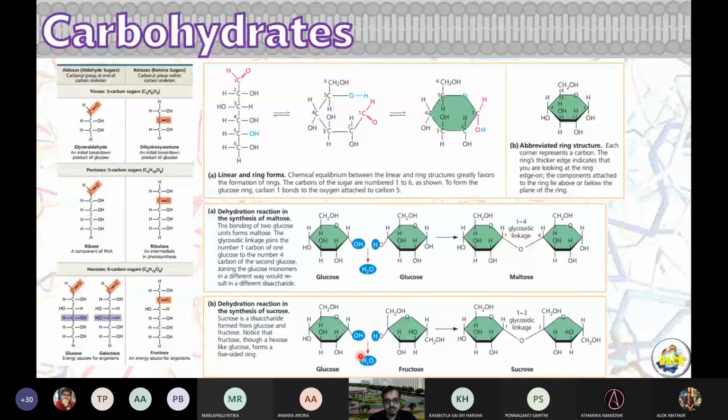The sweeter component of sugar is actually fructose. You have tasted glucose also. It isn't so sweet, you know that. But the sweetness comes from the fructose part of the sugar. And how does this happen? Here also a glycoside linkage.